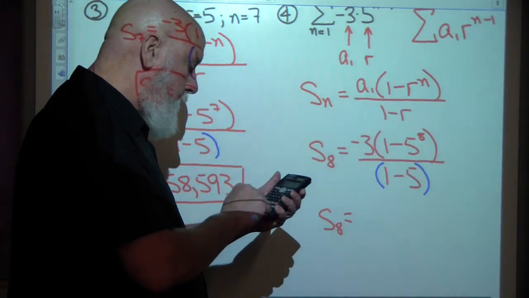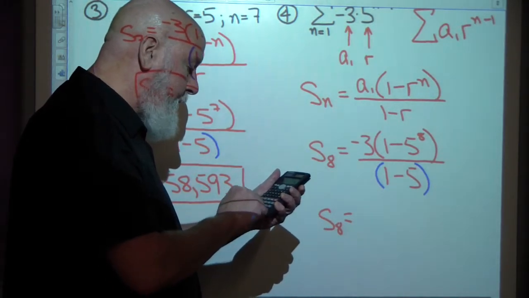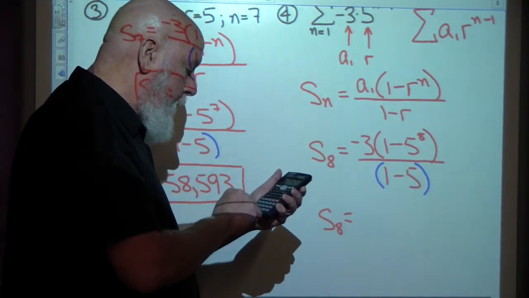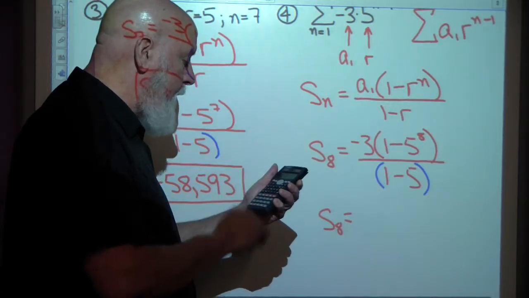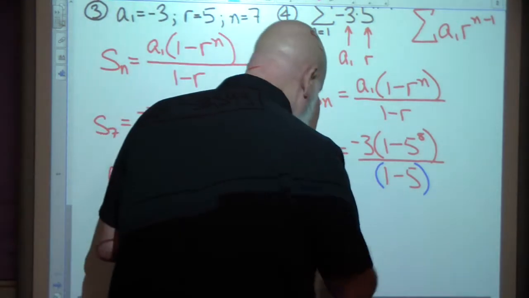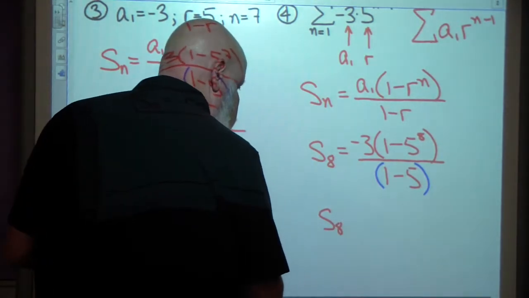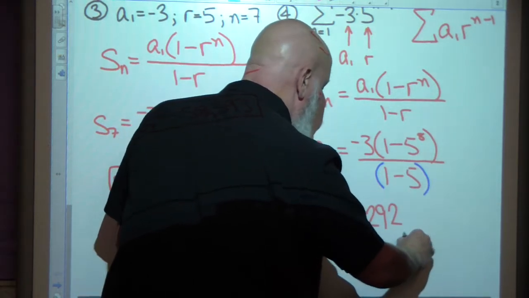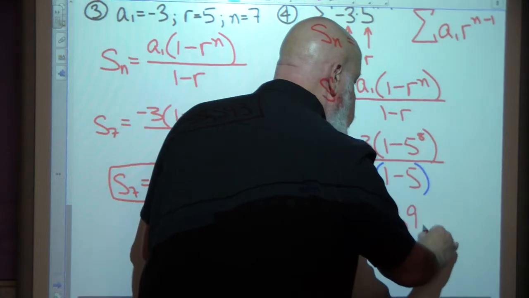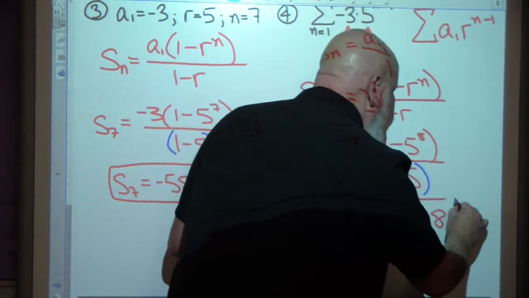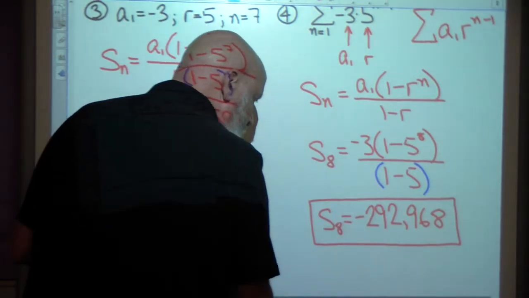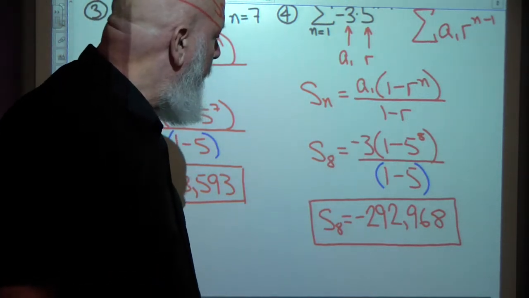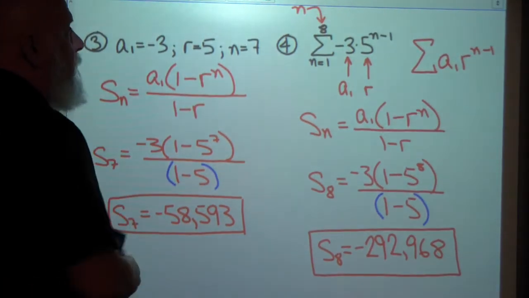Negative 3 times the quantity 1 minus 5 to the 8th, equals, and I'm dividing that by negative 4, or 1 minus 5. I got negative 292,968. Don't know if that's correct, but I've got the key right here, so let's take a look. Negative 292,968, yay.